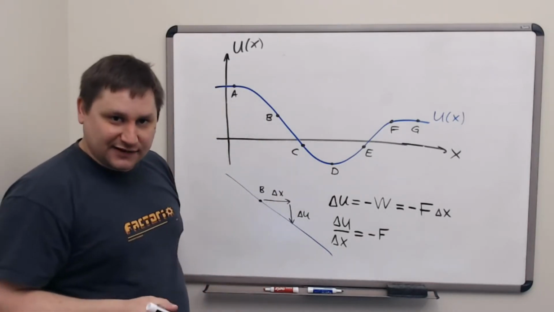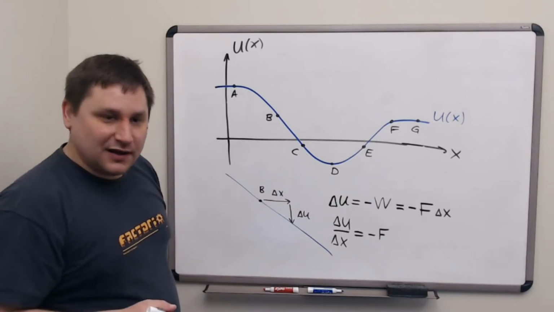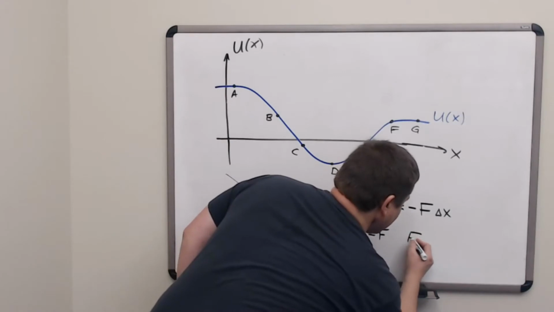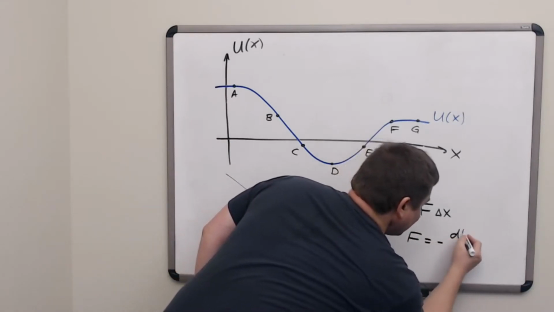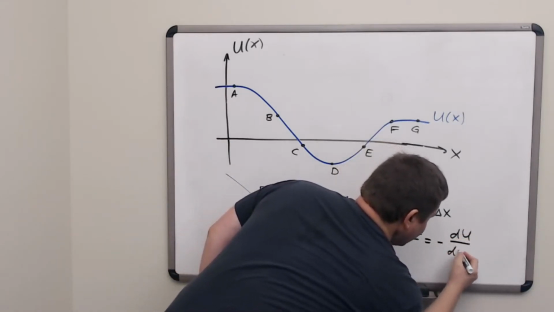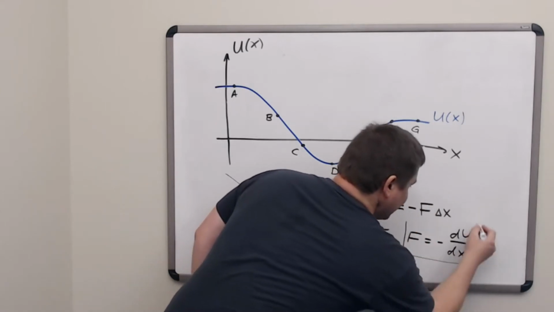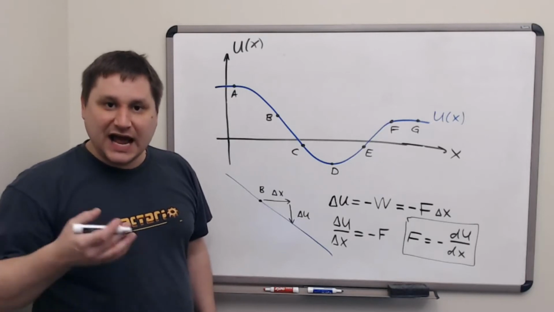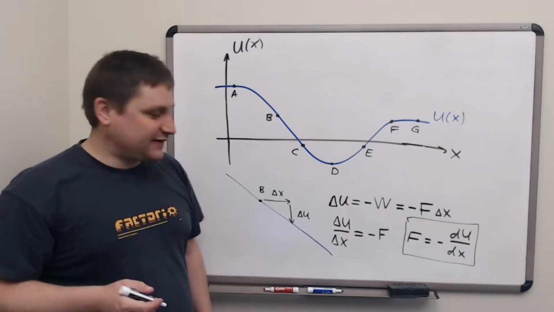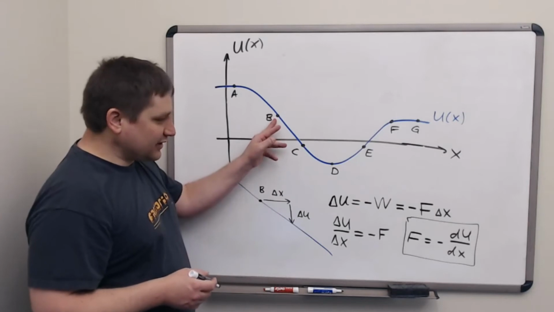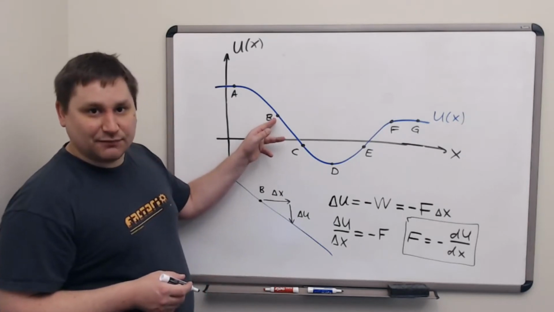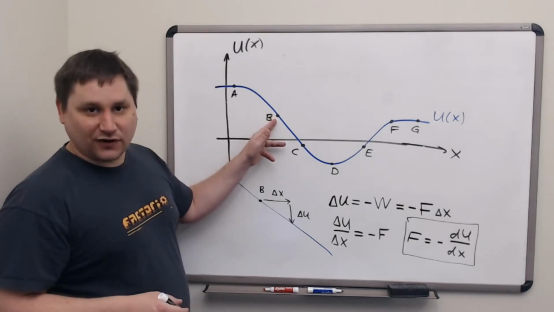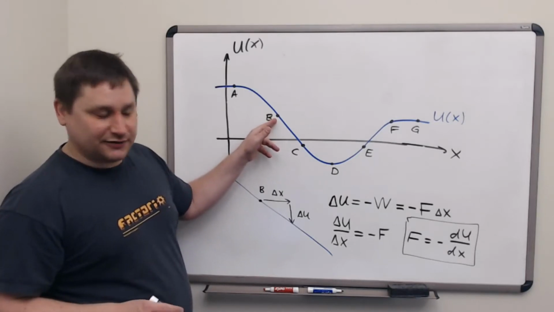We can generalize this to any potential energy curve by taking the displacement to be very small. This turns our deltas into differentials, and we get a general relationship between the derivative of the potential energy function and the force experienced by the particle. It says that at any location, if you take the derivative of the blue potential energy curve, make it negative, that will tell you the direction of the force and the magnitude of the force on the object.